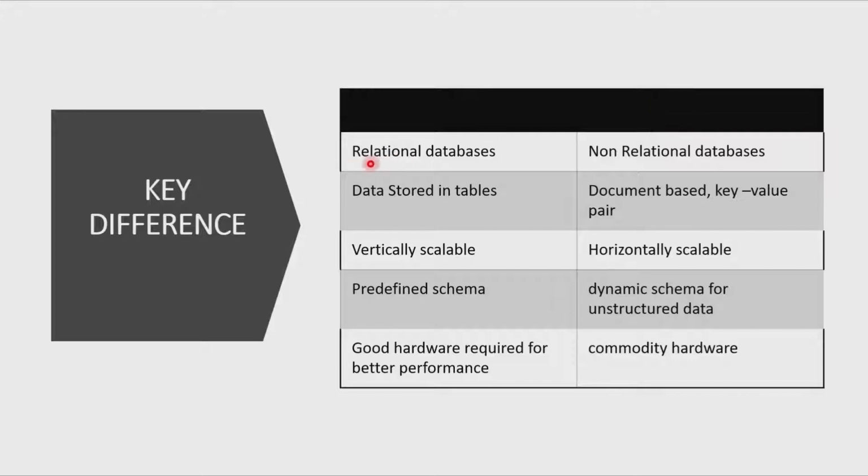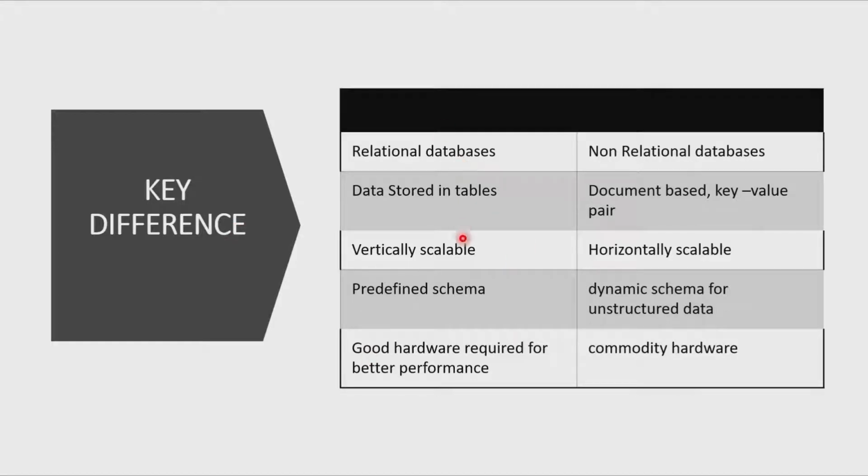There is a key difference between relational and non-relational databases. When you say relational database, we are saying SQL database, and non-relational is NoSQL. In a relational database, data is stored in the form of tables, that is, it has rows and columns. But a non-relational database is document-based, like your MongoDB, where you have a key value pair.